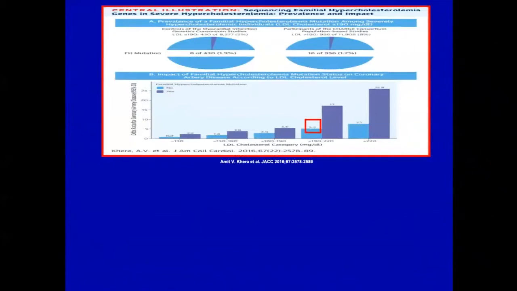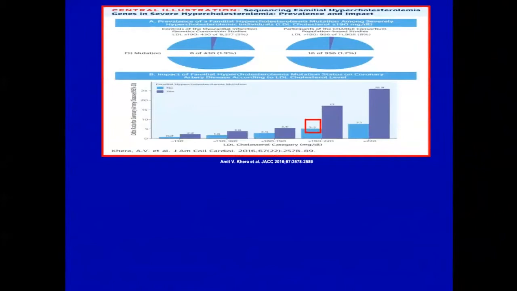What that's telling you is that if you have FH, then you had a lifelong elevation of LDL cholesterol, so the risk is definitely high compared to someone who does not have FH. But despite that, the risk is extremely high. When was the last time you saw an odds ratio of 17 for an event? Or for that matter, 5. Generally, we're dealing with odds ratios of 1.5 or 2.